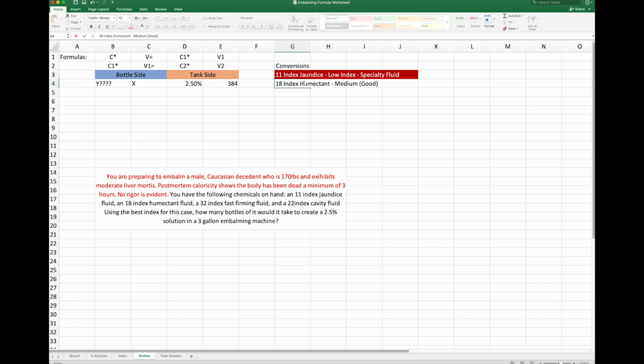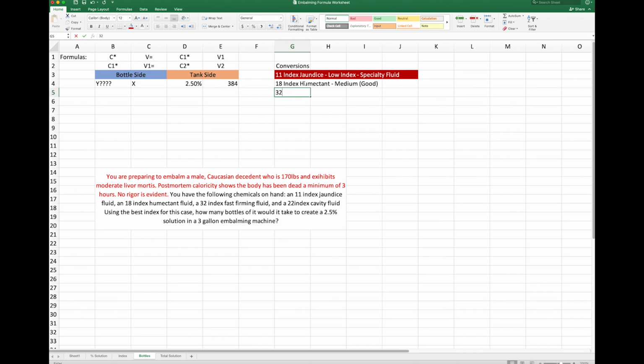Well, if we have moderate livor mortis, body temp shows it's been dead probably about 3 hours, and no rigor is evident, chances are pretty good rigor hasn't even been established yet. So everything is kind of pushing you towards the idea that this is a normal case. So this 18 index humectant is pretty good, but remember, we got to look at everything.